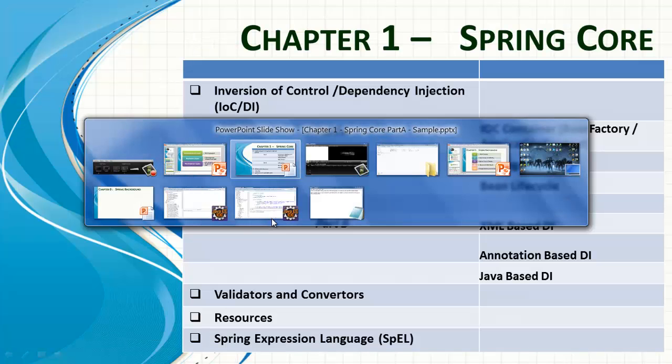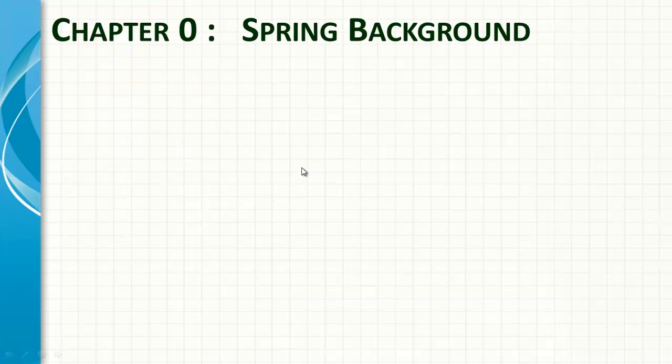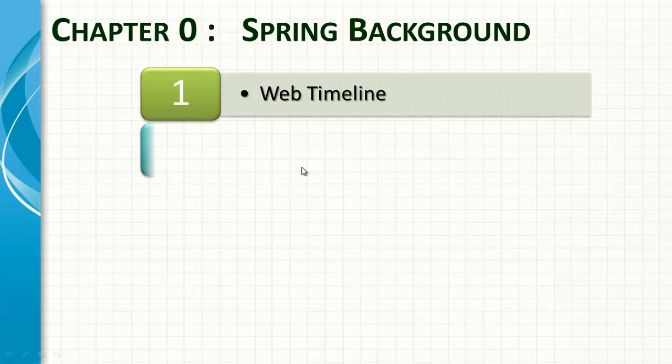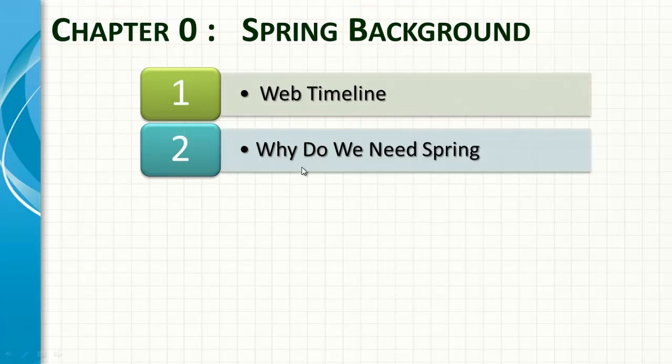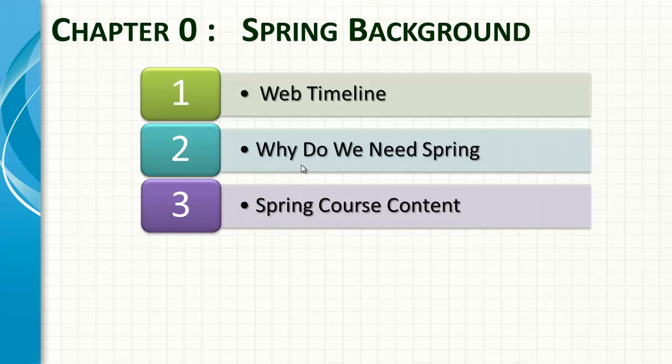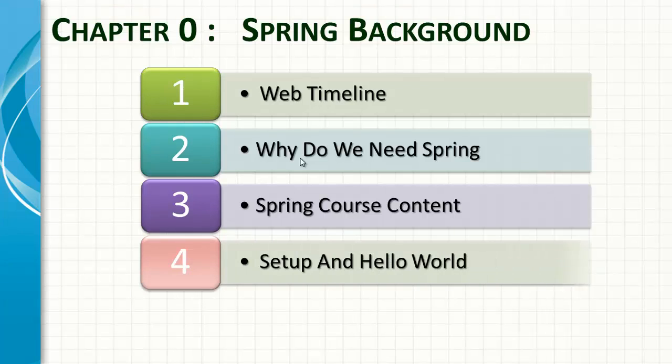Till now we have seen the Spring background chapter 0, and in this chapter we have seen the various web timelines. We have seen why do we need Spring. We did a quick walkthrough of what were the technologies that were there in the beginning and how we ultimately evolved into Spring, and then we saw the actual course content that we are going to cover, and we saw a little bit of Spring setup and a quick hello world program to ensure that our workspace, our tools are all set for Spring tutorials.